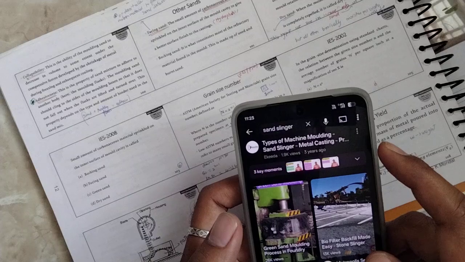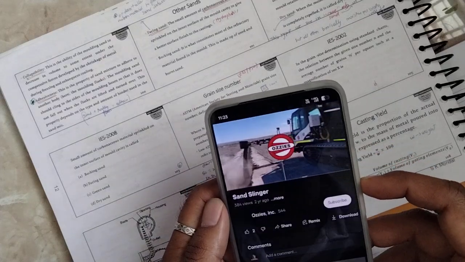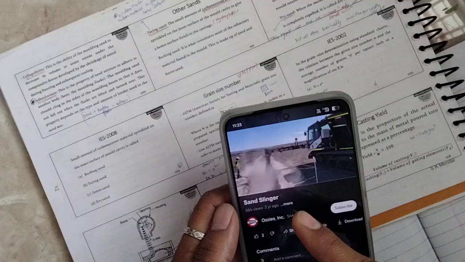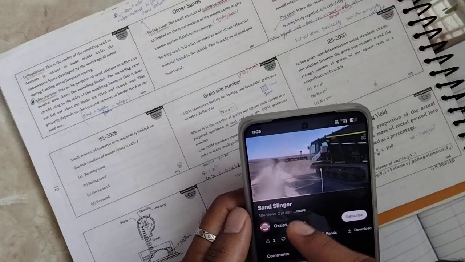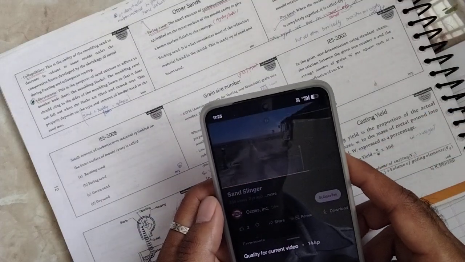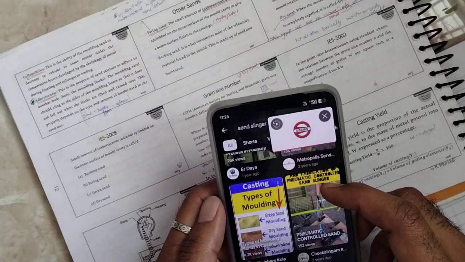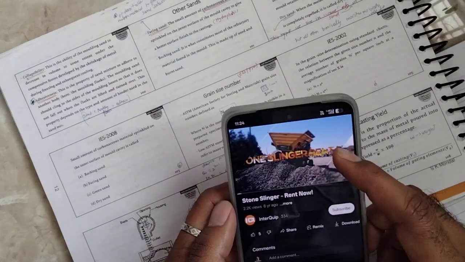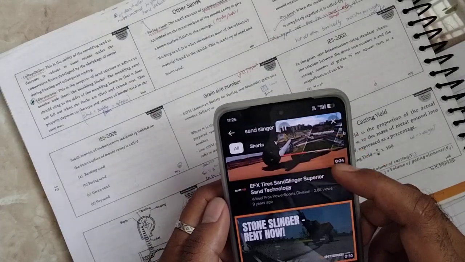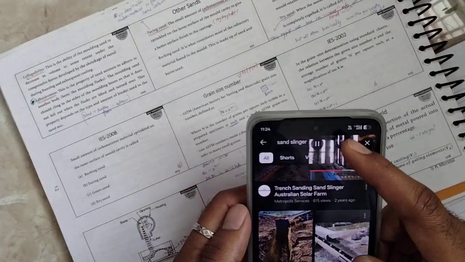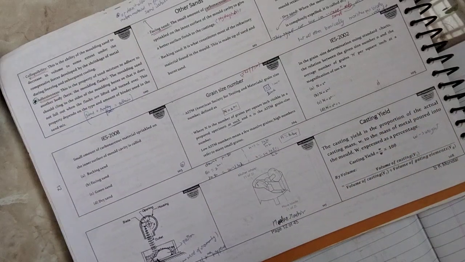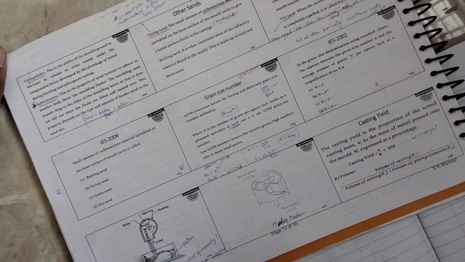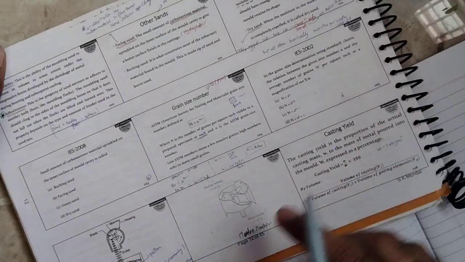You can see this is a kind of sand slinger. You can see the sand is being poured over here. This is the pattern, and over it we just pour the sand. This is called a sand slinger. Here we have no need of any kind of ramming. Okay, next one is the muller machine.